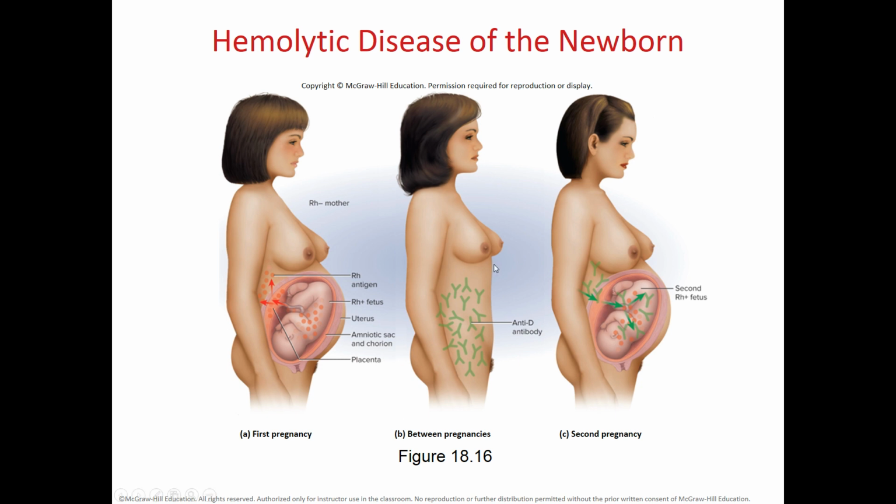It's only in the second pregnancy, where she has already formed these anti-D or anti-Rh antibodies, that she will have them ready. And these anti-D antibodies will cross the placenta in the subsequent pregnancy with the Rh positive fetus, and then this baby will have destruction of its red blood cells. So this is hemolytic disease of the newborn. So there is this mismatch of blood type between the mother and the baby.